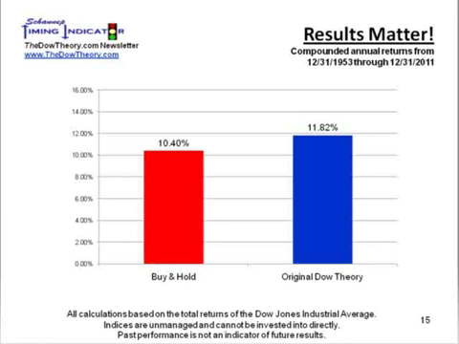This compares to a buy and hold strategy by which the Dow Industrials grew during the same period at a 10.4% rate with dividends reinvested. For whatever time period you look at, the original Dow theory seems to outperform buy and hold by 1 or 2% a year, as I say, during most any period.